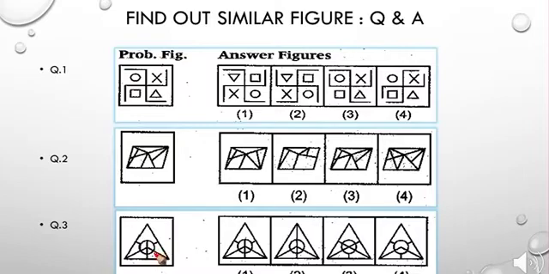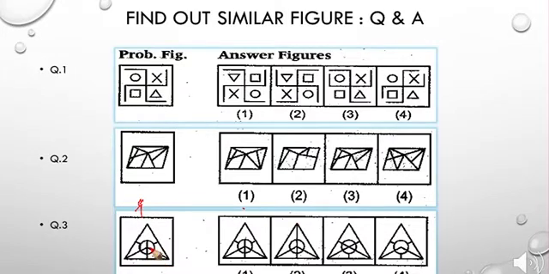Let's study the problem figure carefully. What is there in the problem figure is a triangle. So our answer figure should have a triangle. Here a triangle is there, here a triangle is there. In option 3 also a triangle is there. Option 4 also has a triangle, so we can't find the difference here. So let's study the inside designs carefully.